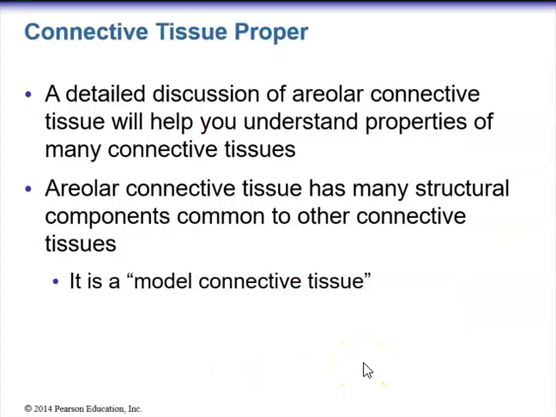So connective tissue proper, we will first really talk about areolar connective tissue. Areolar connective tissue will help you understand the properties of many of the other connective tissue types. It has many structural components common to other connective tissues. That's why it's called the model connective tissue, meaning it has the matrix made up of the ground substance as well as all 3 fiber types. It has the primary cells. So again, it is known as the model connective tissue.